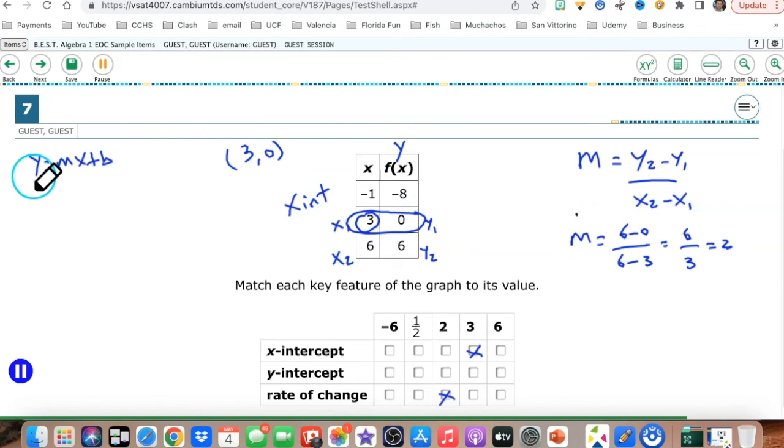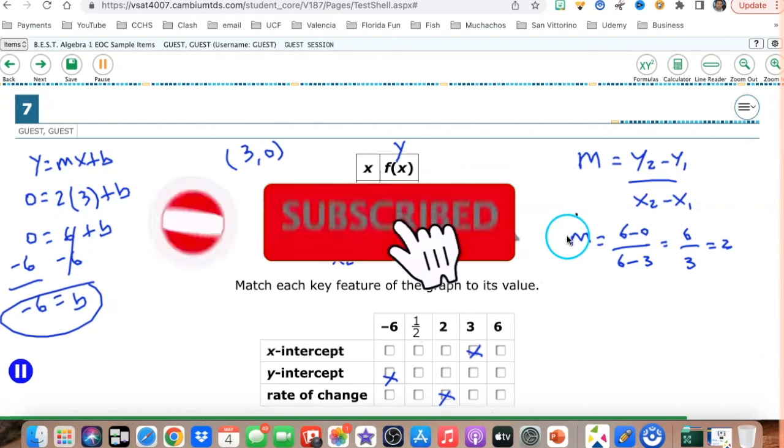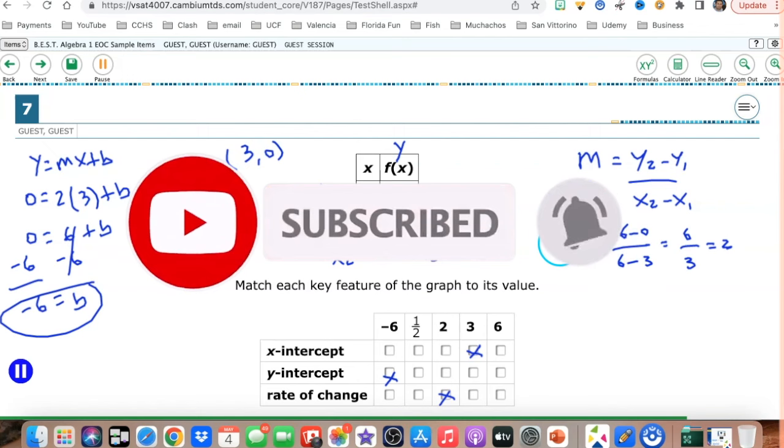And I'm going to plug it back in here. So the y is 0. M is 2, right? The slope times the x, which is the 3, plus b. And now we need to solve for b. Multiply that, subtract 6 from both sides, and 0 minus 6 gives you -6. Cancel, and my y-intercept is -6. And we had the information that they asked me.